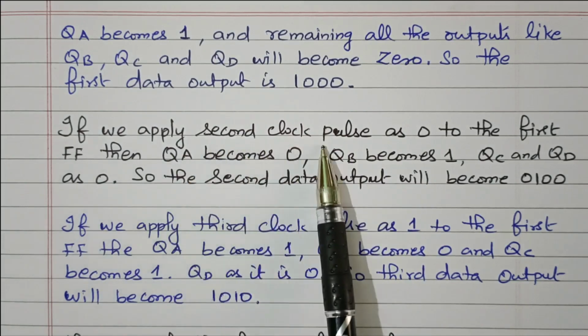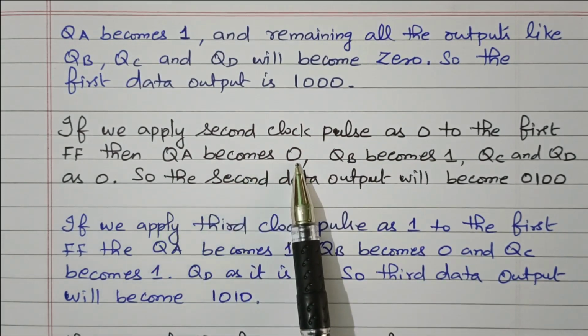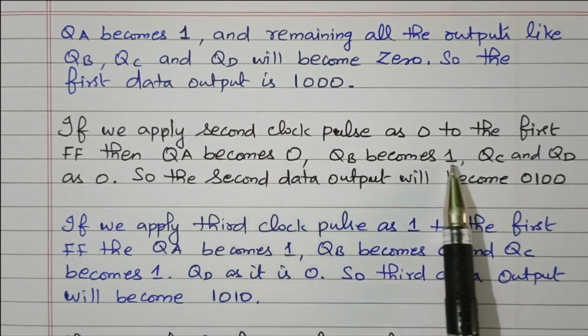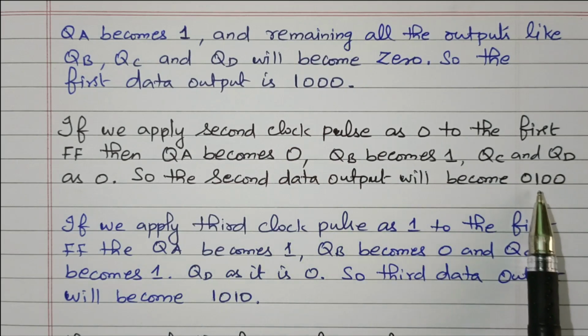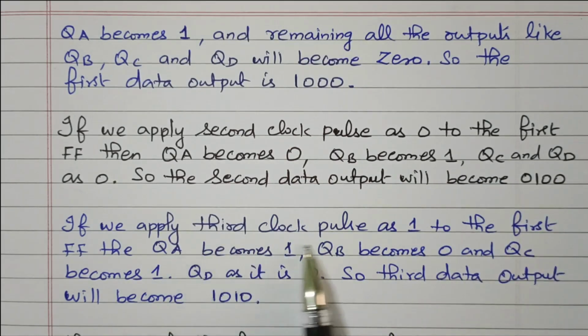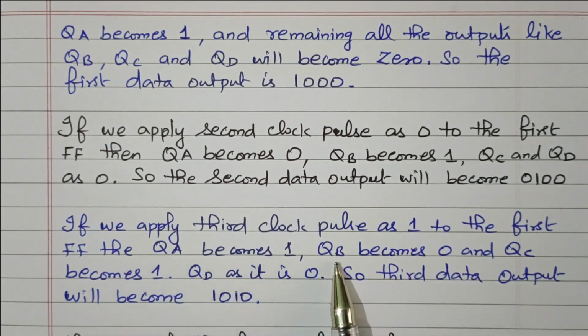If we apply the second clock pulse 0, because the data is 0, to the first flip-flop, then it becomes 0. The data already available in QA is transferred to QB, so it becomes 1. QC and QD are already 0, so it becomes 0, 1, 0, 0. If we apply the third clock pulse as 1, QA becomes 1, QB gets the 0 that was in QA, QC becomes 1 and QD becomes 0. The data will be 1, 0, 1, 0.